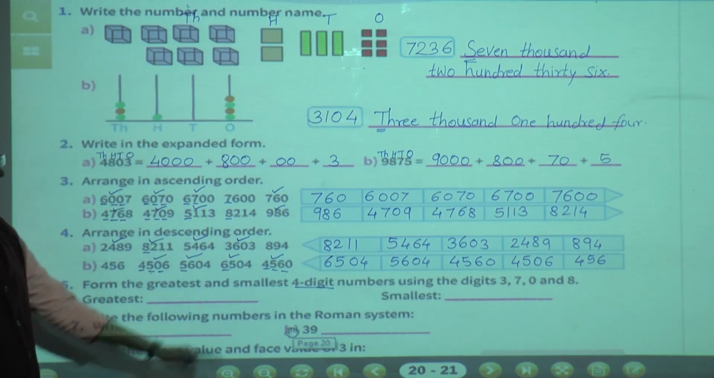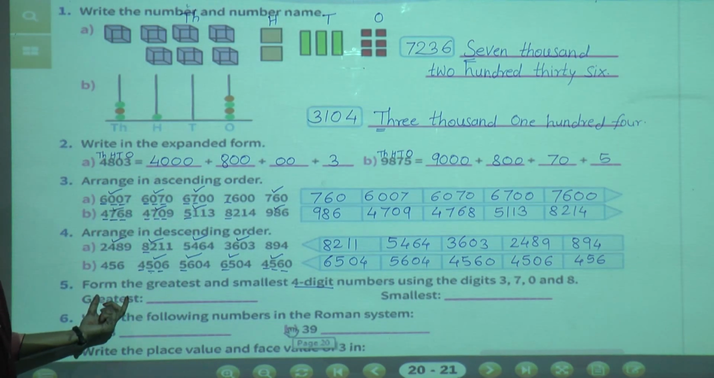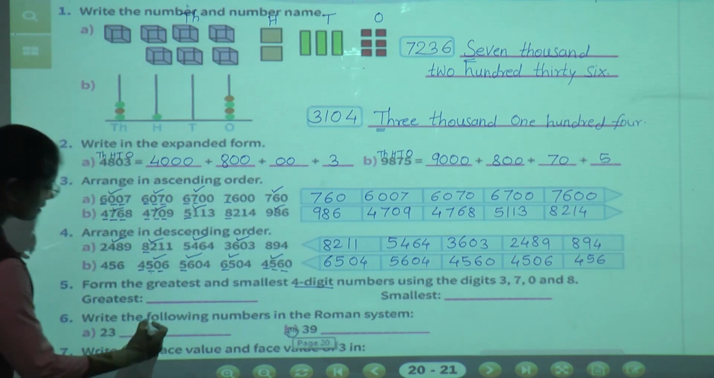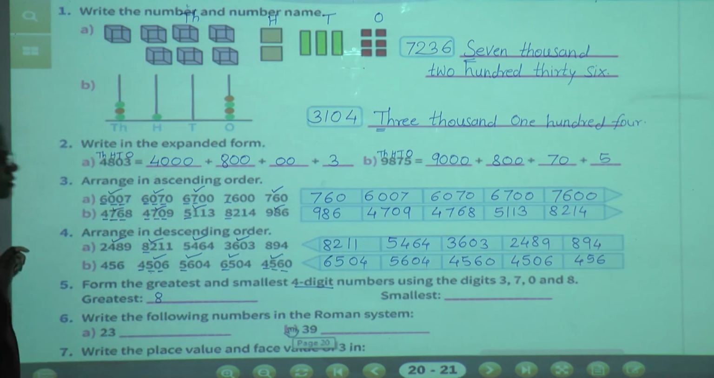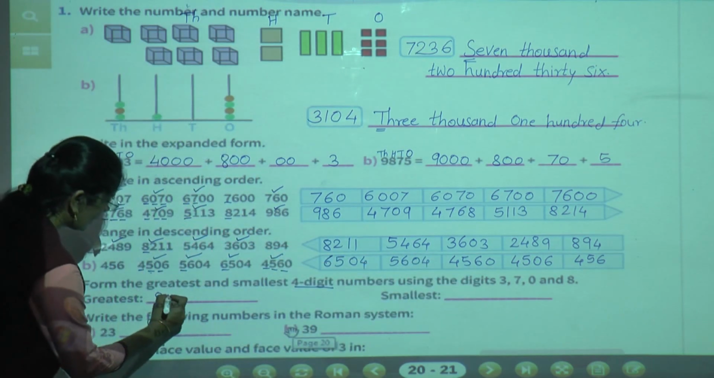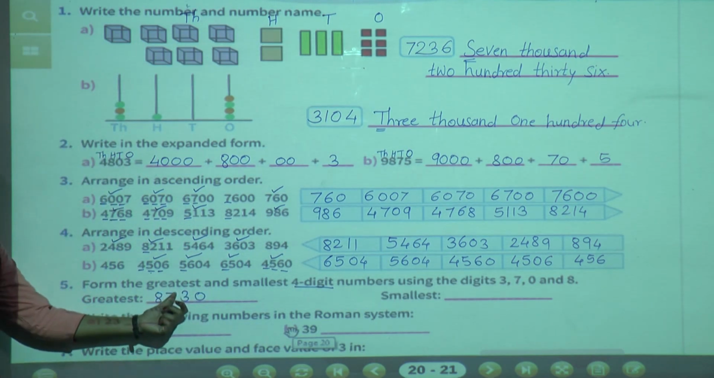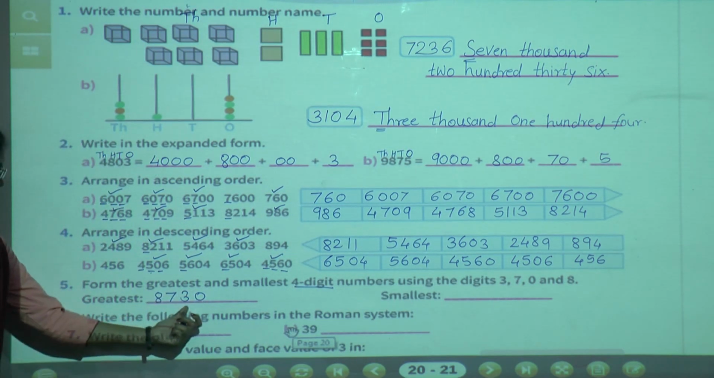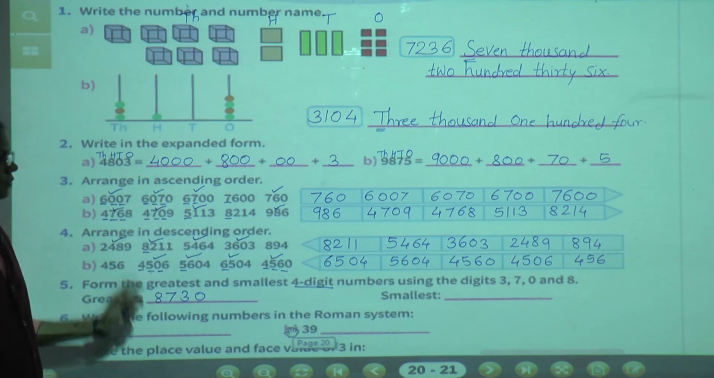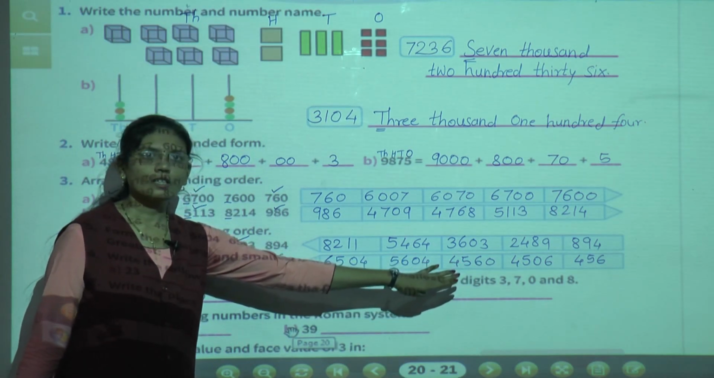Now what are the digits? 3708. We have to first form the greatest number. Now among these 4 digits, which one is greater? Yes, 8 is. Then after 8, which number will come? 7. 8, 7, 3 and 0. So 8730, this is the greatest number by using those digits. Now we have to form the smallest 4-digit number by using the same digits.